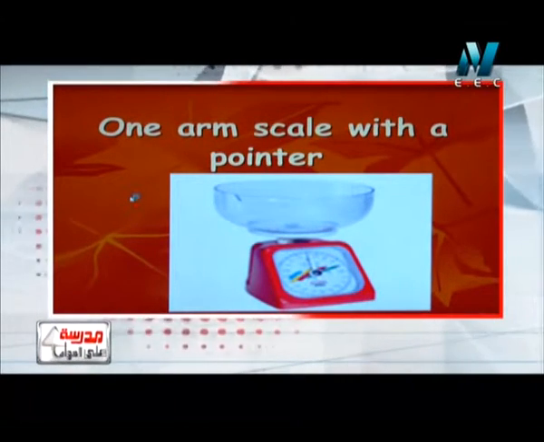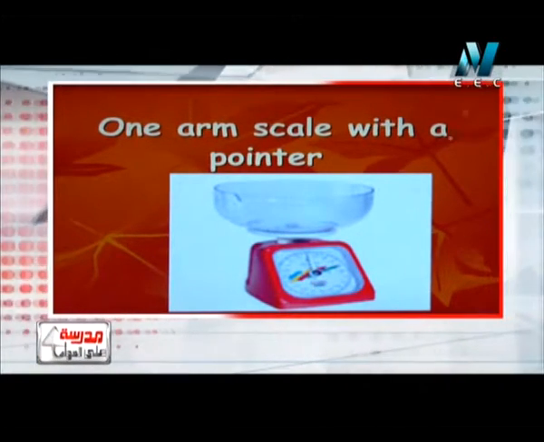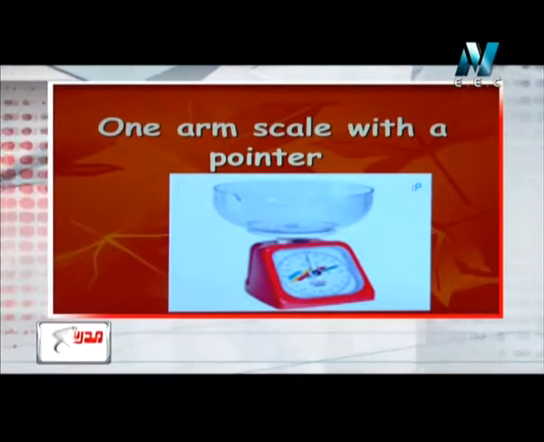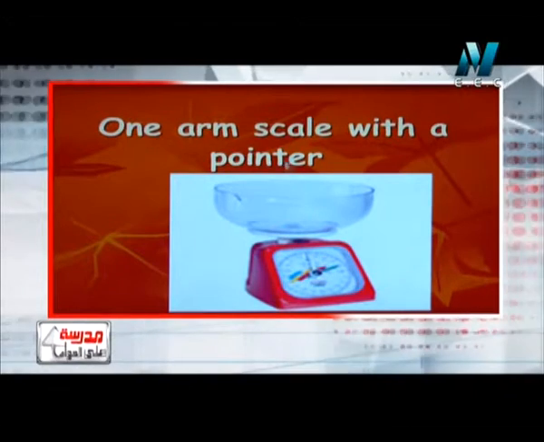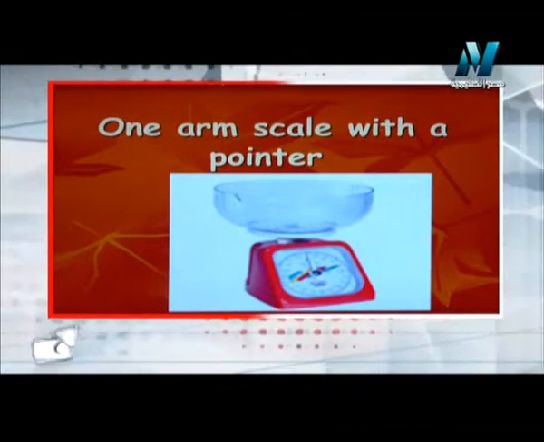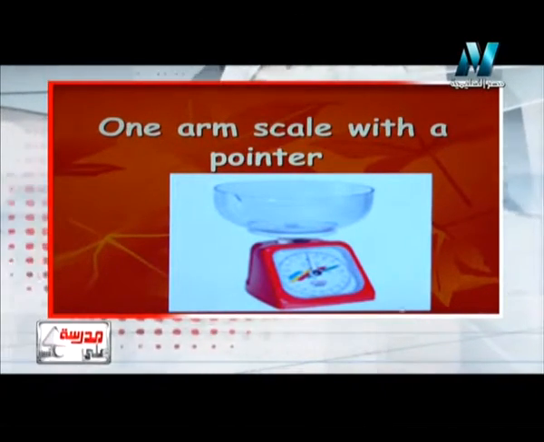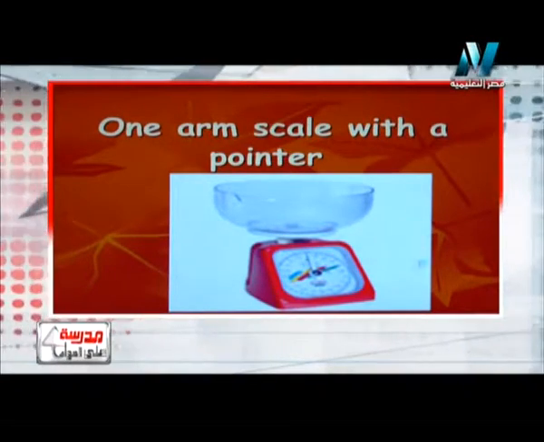A scale with one pan and a pointer. We use this scale to measure the mass of fruits, vegetables, flour, cheese, and so on. Okay, this scale is called one-arm scale with a pointer. Yes, the modern one. I saw it in my kitchen. Some people use this scale to measure the quantities they use in the kitchen, like flour, sugar, milk, and so on.